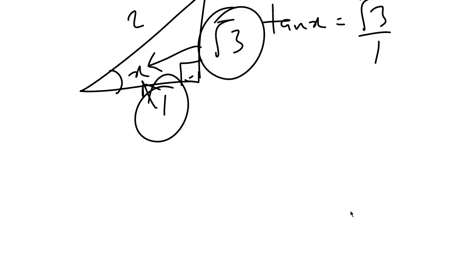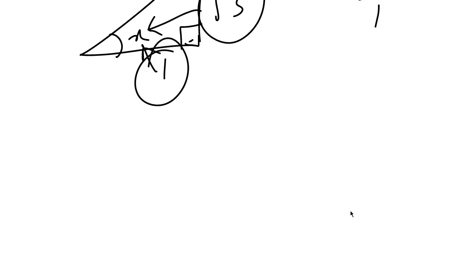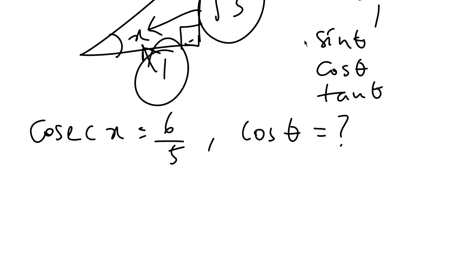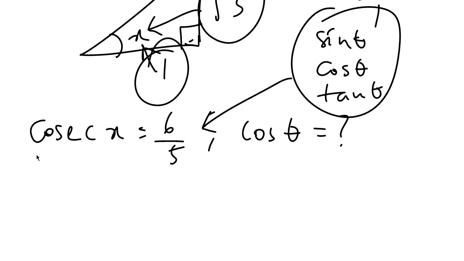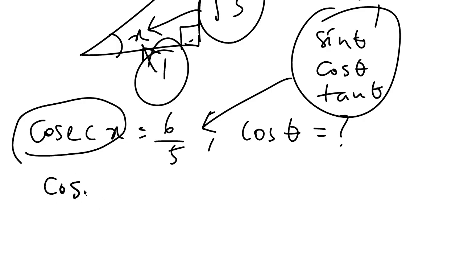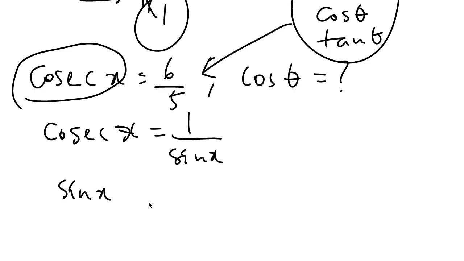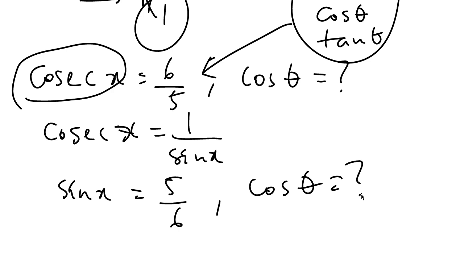Do you understand? So with what I've just explained, I want you to be able to answer this. Let's say I'm given cosec x is equal to 6 over 5. I ask, what is cos theta? What will be your answer? So what's the first step? Convert it to any of the three basic ones you know: sine, cos, or tan. So cosec x, if you've been paying attention, is equal to 1 over sine x. So since cosec x is equal to 6 over 5, we can therefore say that sine x is equal to 5 over 6, and then we can use that to get cos theta now.